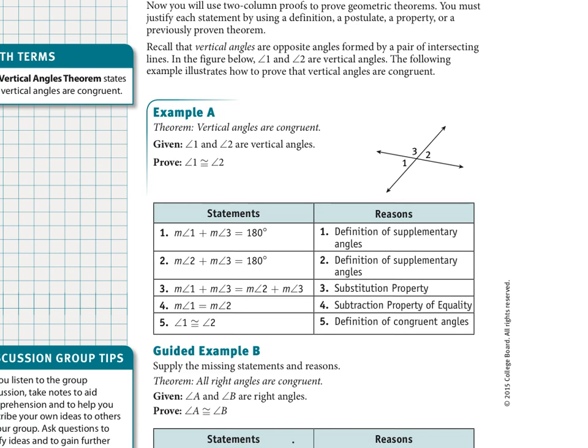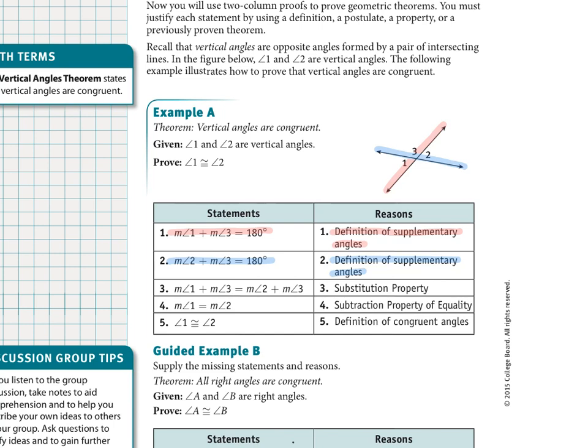So our proof starts off with saying the measure of angle 1 plus the measure of angle 3 is 180 degrees. We know that because it creates that straight line right there. That is our definition of supplementary angles. Now, our next statement is that the measure of angle 2 plus the measure of angle 3 is 180 degrees. Again, we know that by the same reason, definition of supplementary angles. That's the definition of it.